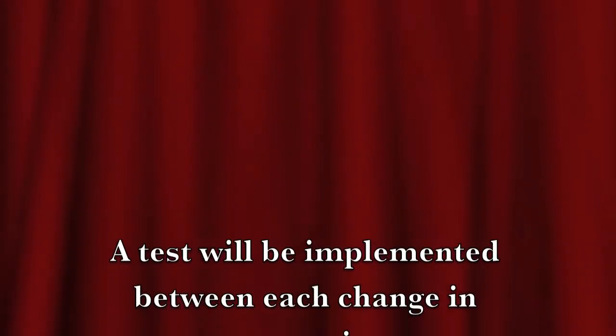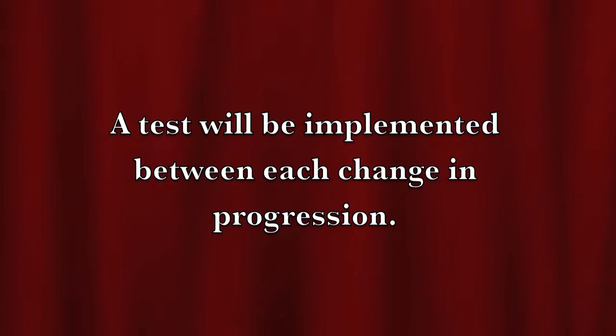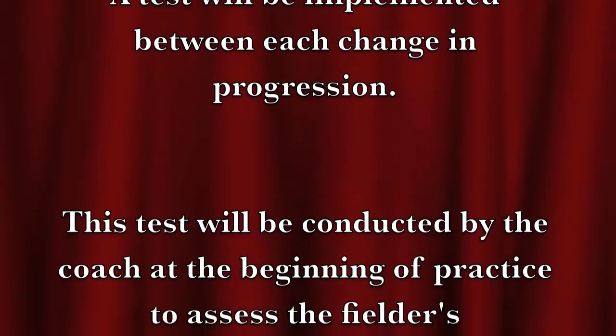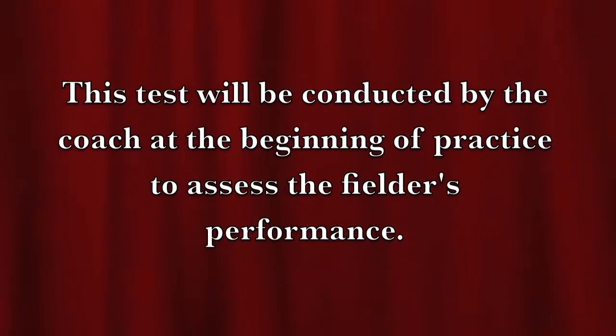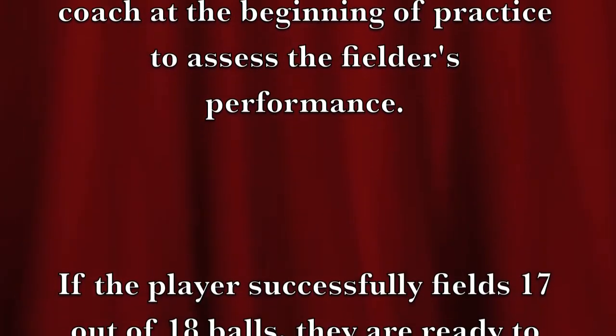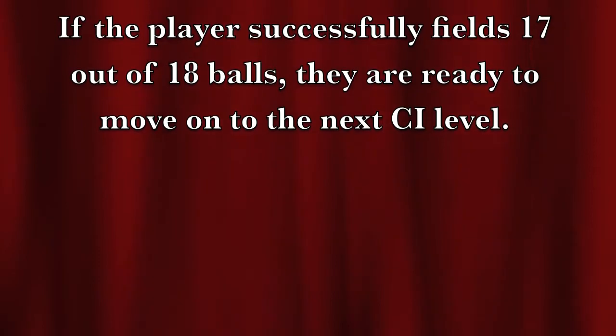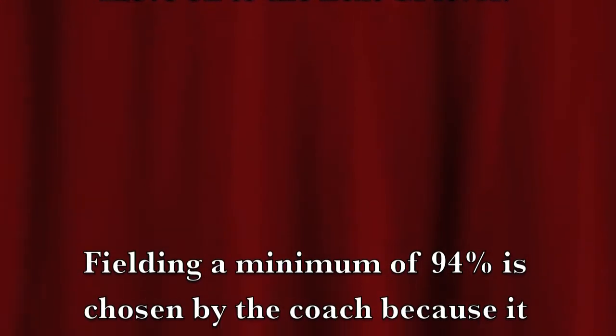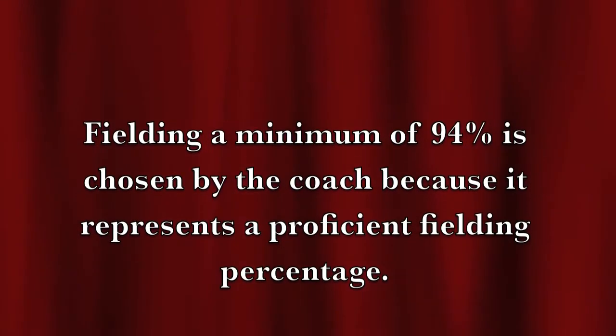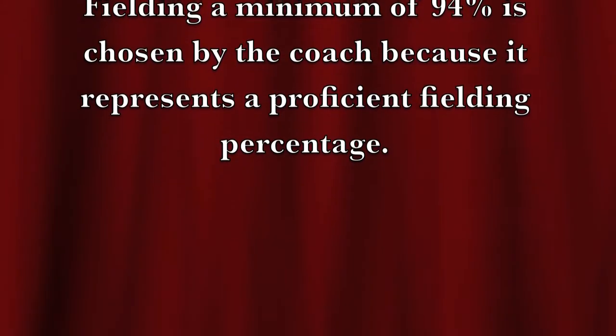A test will be implemented between each change in progression. This test will be conducted by the coach at the beginning of practice to assess the fielder's performance. If the player successfully fields 17 out of 18 balls, they are ready to move on to the next CI level. Fielding a minimum of 94% is chosen by the coach because it represents a proficient fielding percentage.